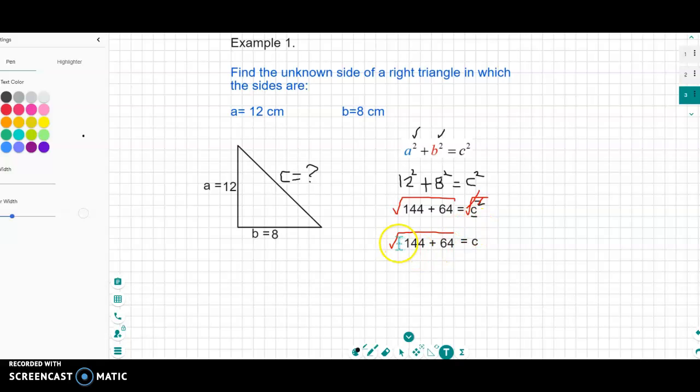All right, guys. So what happens when we have an addition inside the square root? First we need to solve the addition. We need to find the sum of these terms. So we add 144 plus 64, and that will be 208. So that will be the square root of 208.